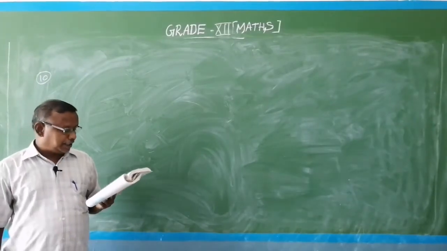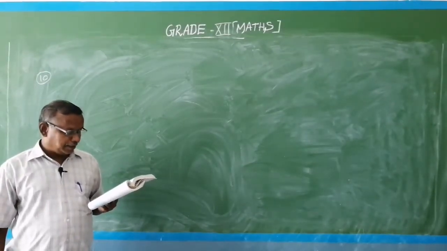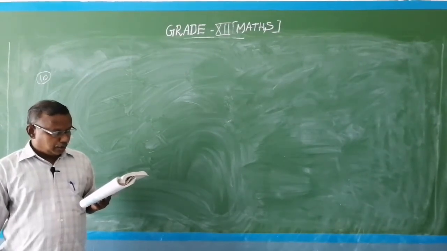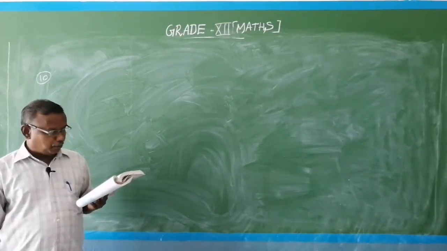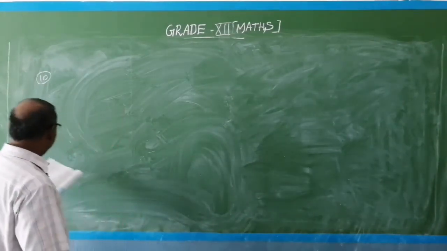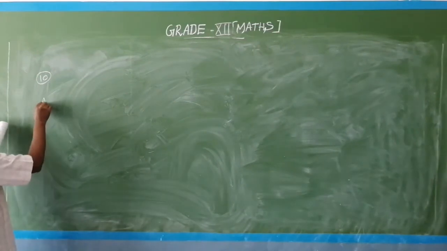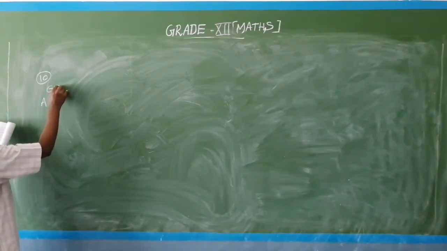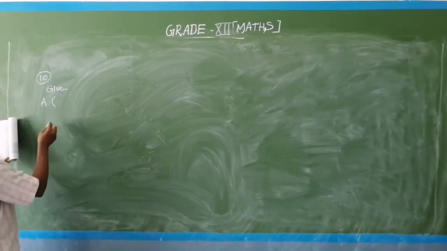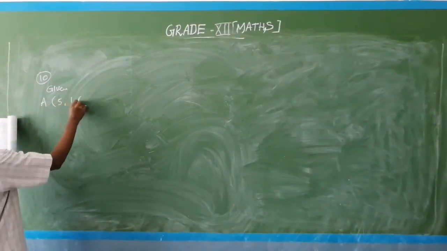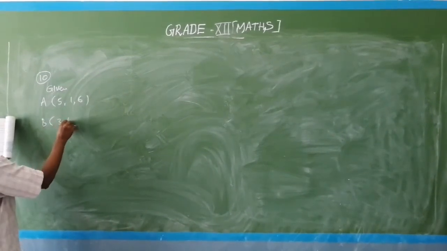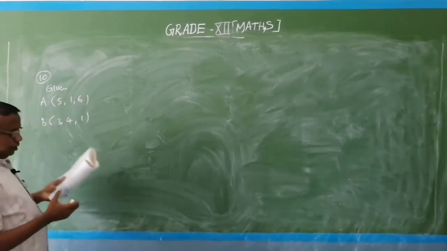Now, question number 10. Find the coordinates of the point where the line passing through the points 5, 1, 6 and 3, 4, 1 crosses the YZ plane. Let the first point be A, whose coordinates are given as 5, 1, 6, and B be the other point whose coordinates are 3, 4, 1.